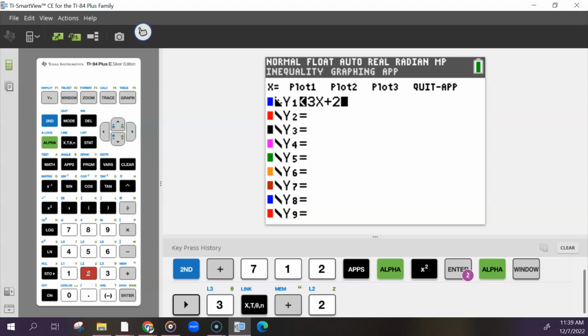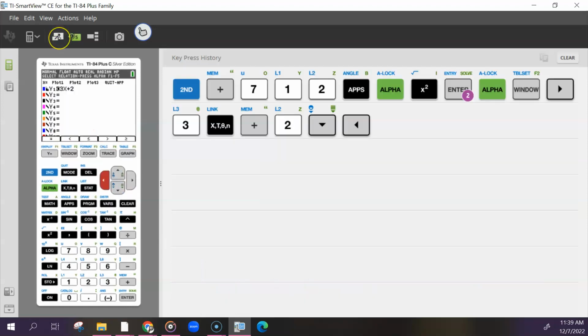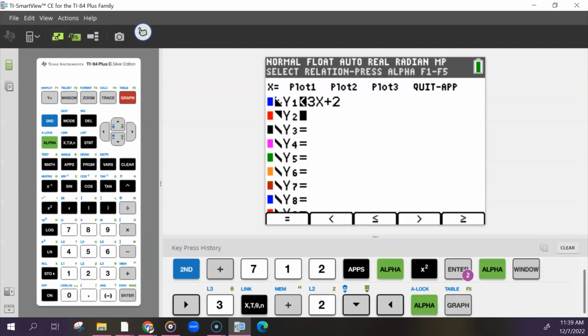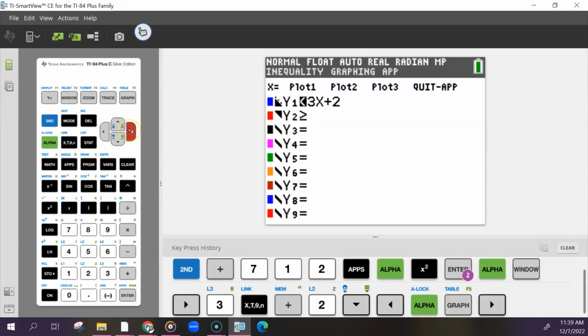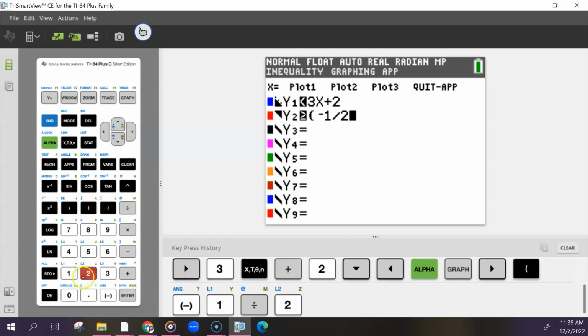And then do the same thing for the second one. Hover over your equals. We need greater than or equal to, which is above graph. So hit alpha graph. And then scroll to the right to put in the rest. Remember that in this mode, you cannot use fractions, so you have to use parentheses. So negative 1 divided by 2 inside parentheses, and then your x minus 4.